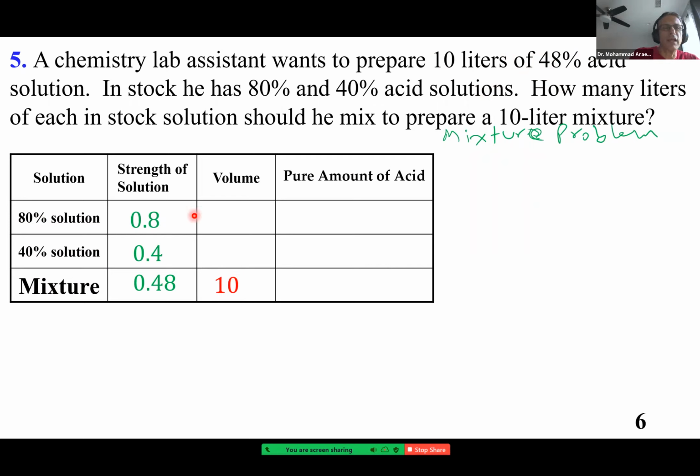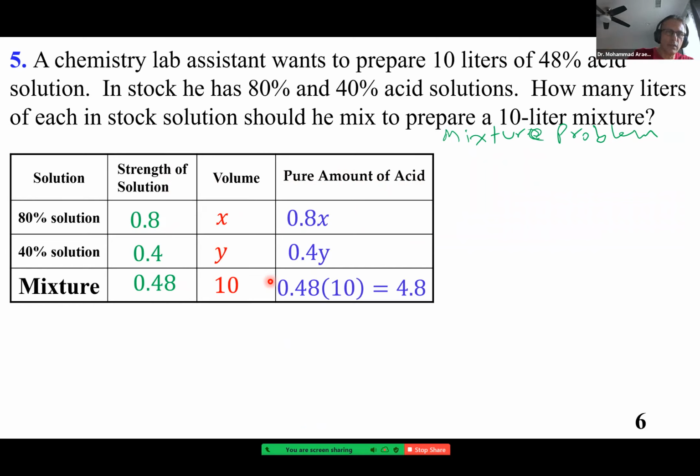What about the 80%? We don't know. What about the 40%? We don't know. So x and y, because we want to go with the system. And the pure amount of acid, or the actual amount of acid, if something is 80% solution, only 0.8 times x is pure, the rest is not. Normally it's water. So the product of this column and this column gives us the pure amount of acid, 0.8x, 0.4y, 0.48 times 10. And that is the system we need.